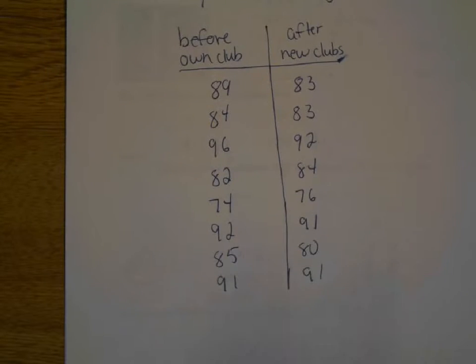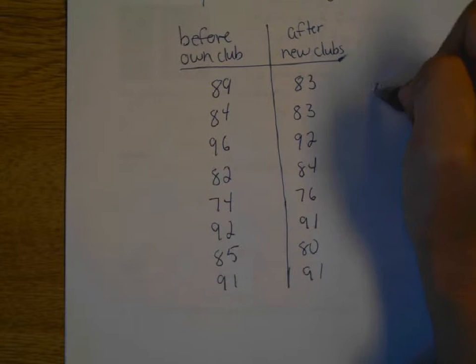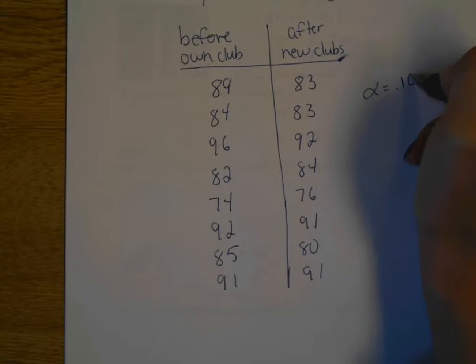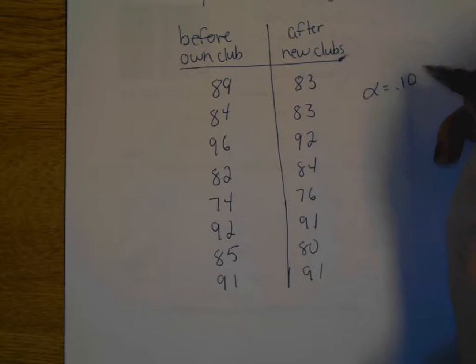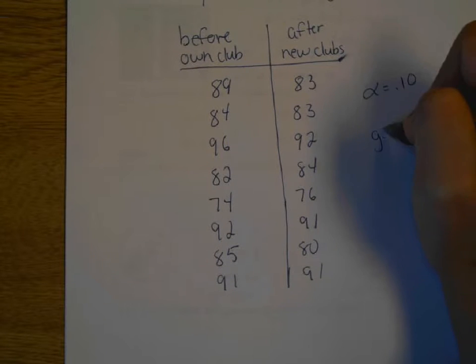So we're going to check and see with these 8 people if there's enough to verify that these clubs are making the scores lower. All right. So what else do we need to know? We're going to test this at alpha equals 0.10. Assume golf scores are normally distributed.